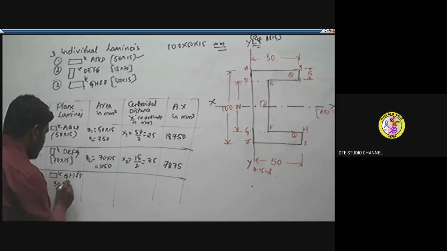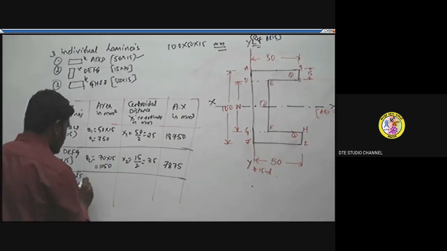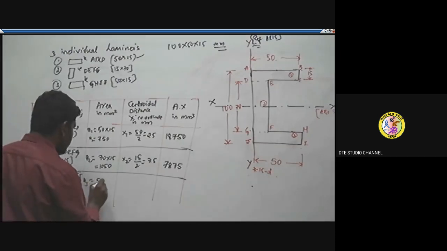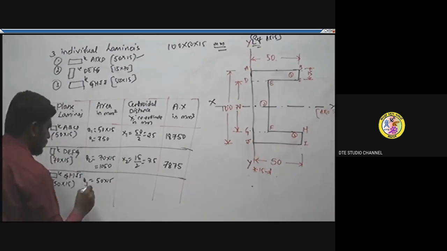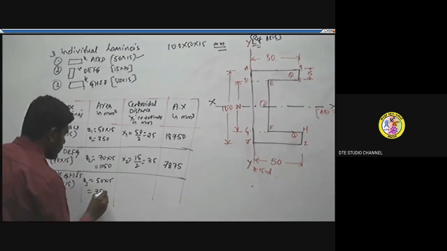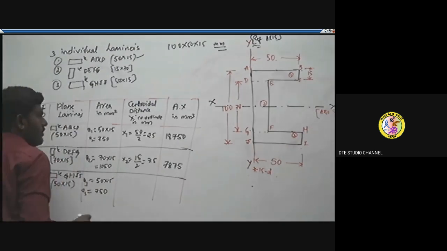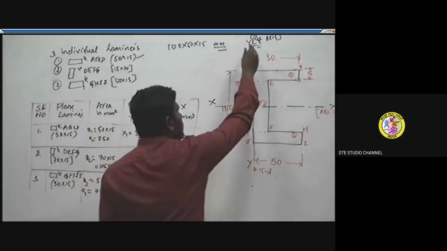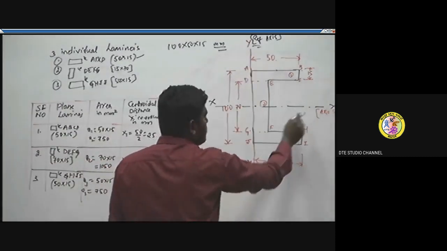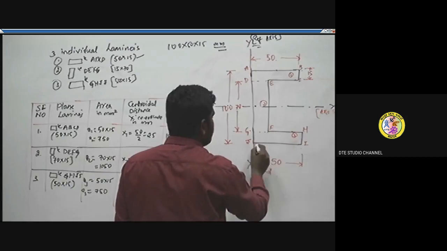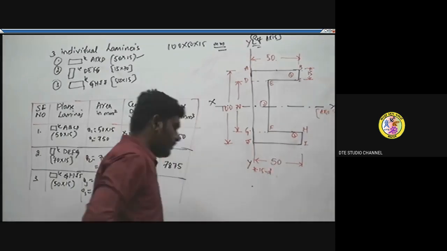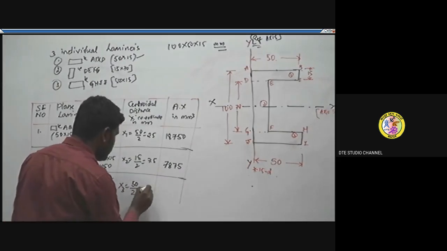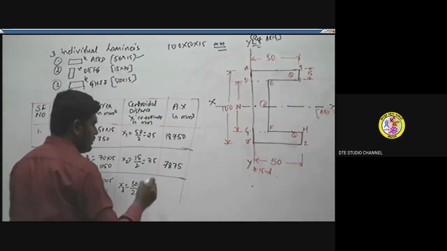So the area of this rectangle will be A3 is equal to 50 into 15, the same. So 750 millimeters square. Its centroidal distance from the reference axis YY along the x direction is equal to half of its length, that is 50 by 2. So x3 is equal to 50 by 2, that is 25. Multiplying these two, we will get 18,750.